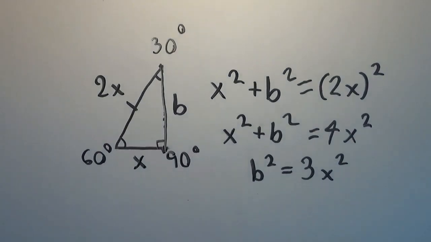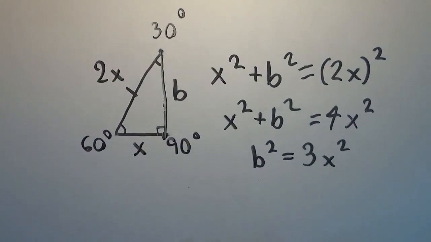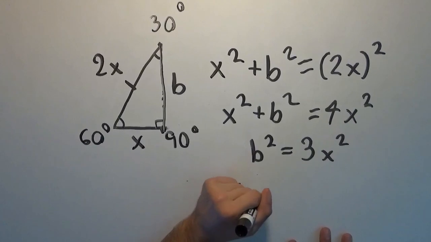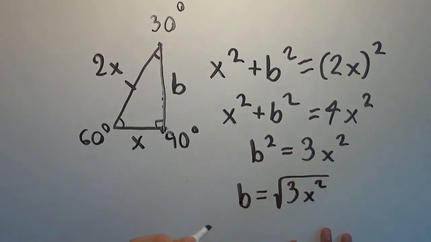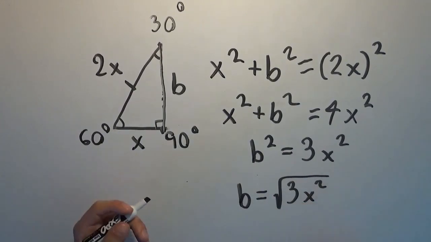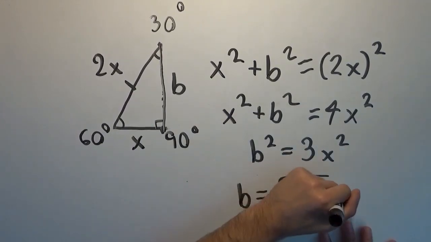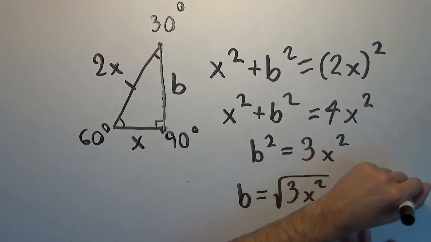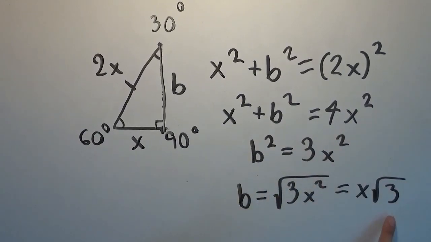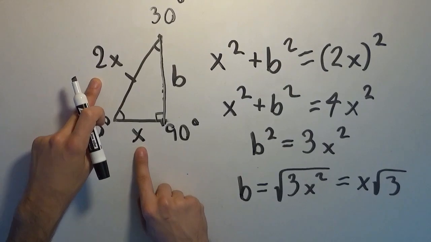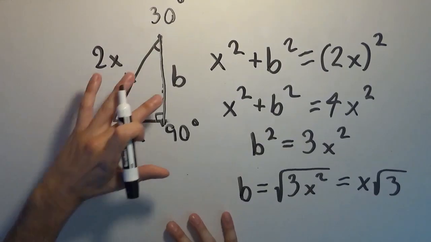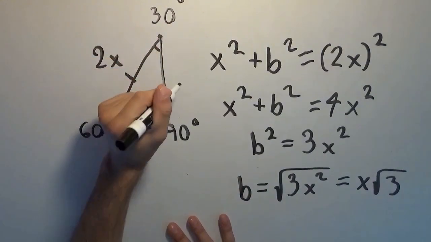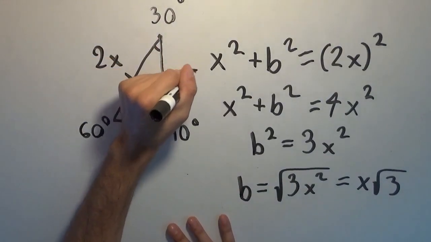Now to solve for b, all we have to do is take the square root of both sides. So we get that b is equal to the square root of 3x squared. The square root of x squared is just x, and the square root of 3 is just the square root of 3, which makes b equal to x times the square root of 3. So this is our scale factor. Given that one of the legs of the right triangle is x, and that the hypotenuse is twice that leg, we know that the third one has to be x times the square root of 3.